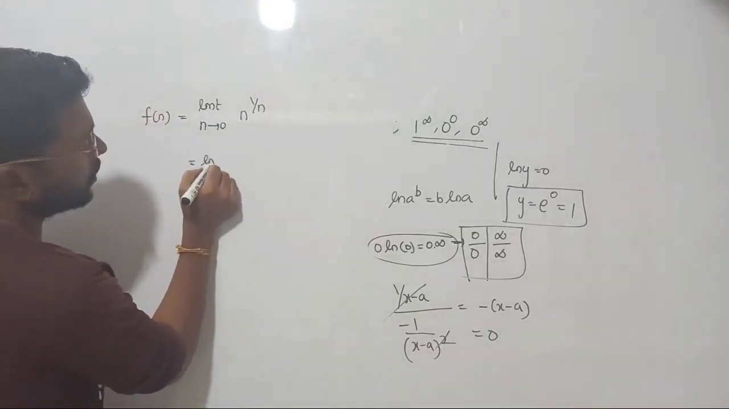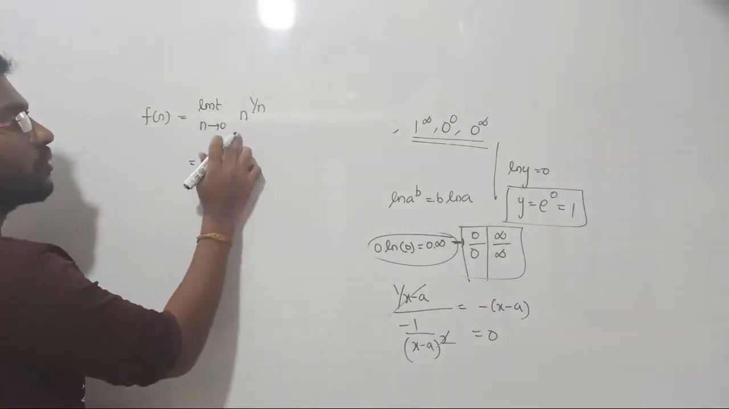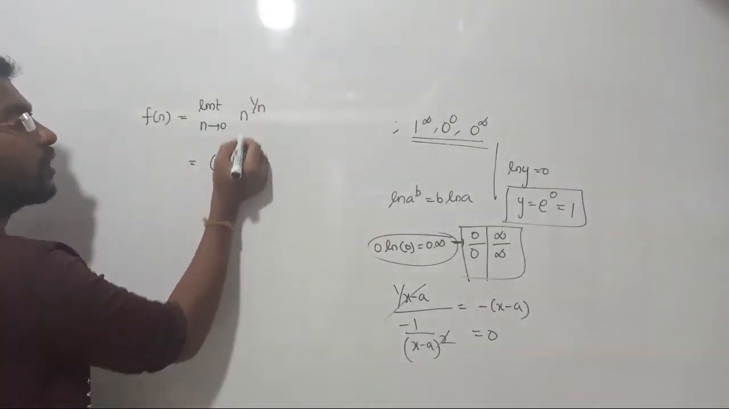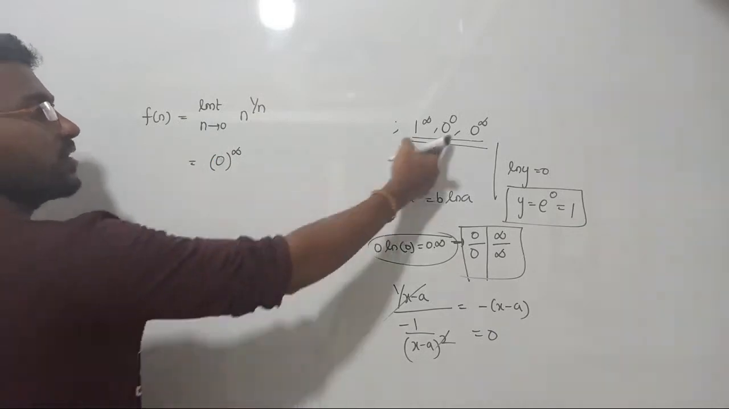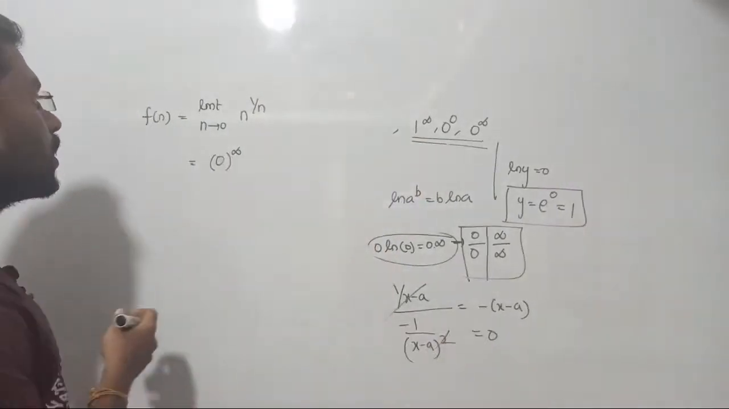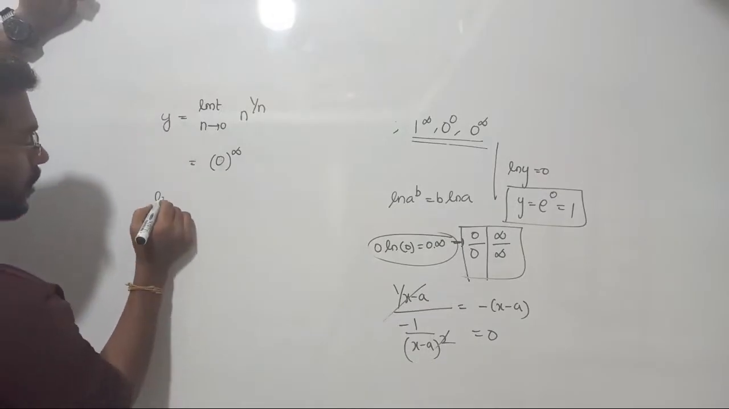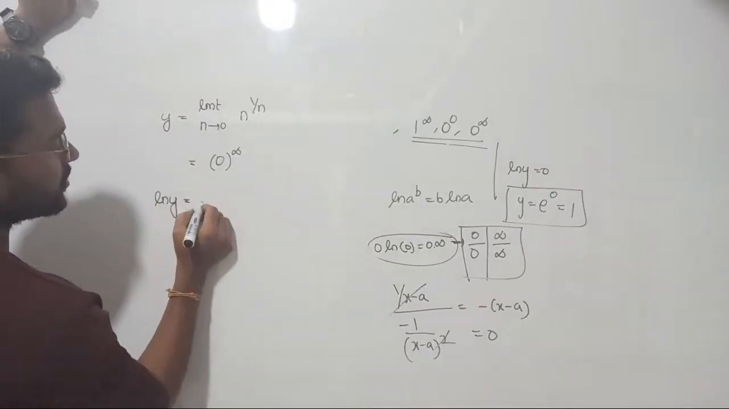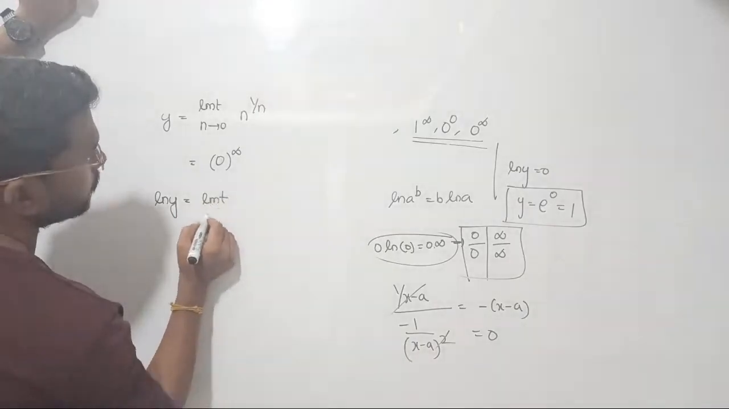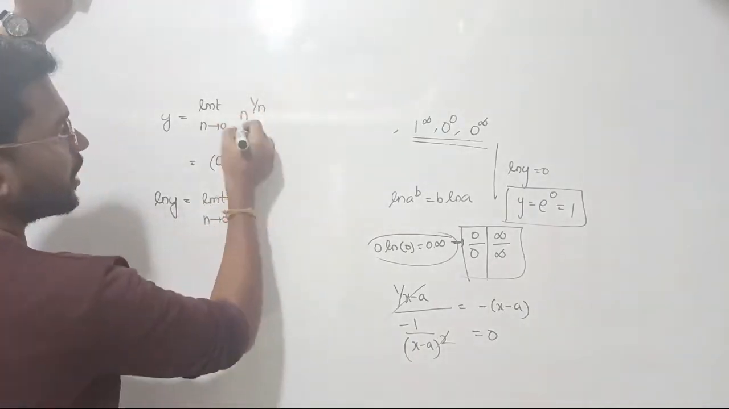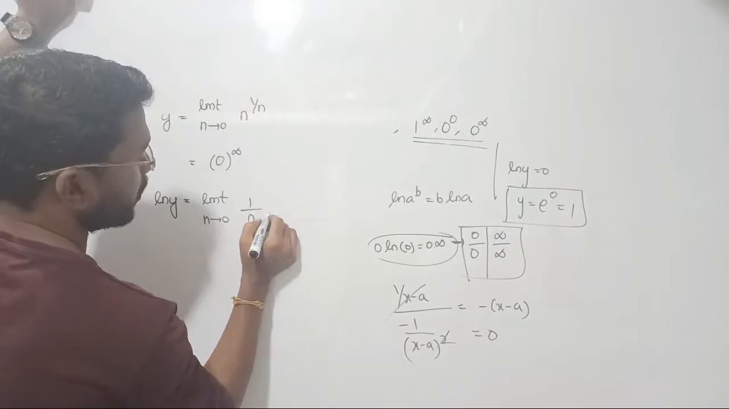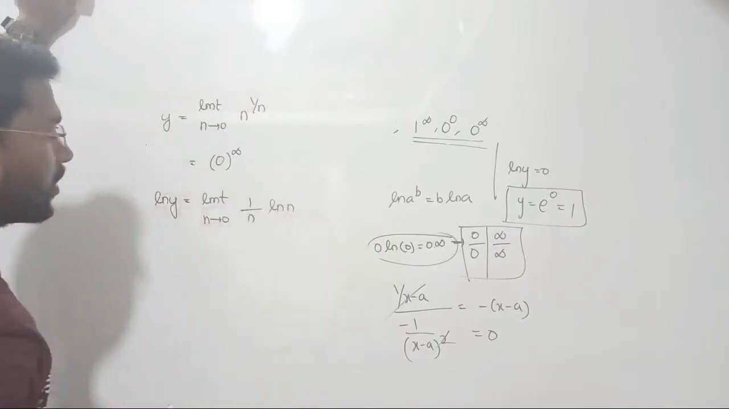Let us substitute the limit. If I substitute n equal to 0, automatically it becomes 0 in the power of 1 by 0, which is going to be infinity. See there, it is an indeterminate form. So what do you have to do? Take ln on both sides. Let me treat this function as y. Take ln on both sides such that ln y will become the limit as n approaches 0 of 1 by n into ln n, right?